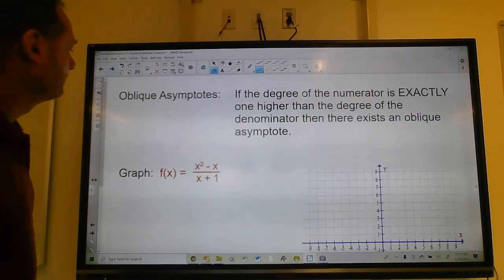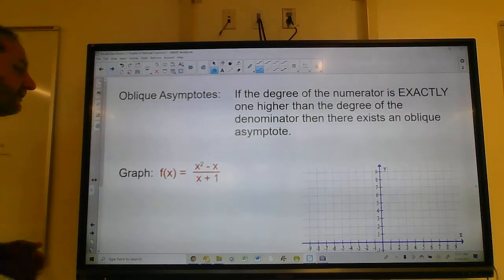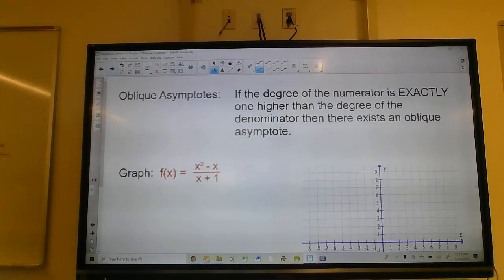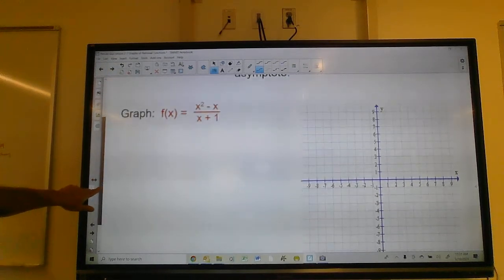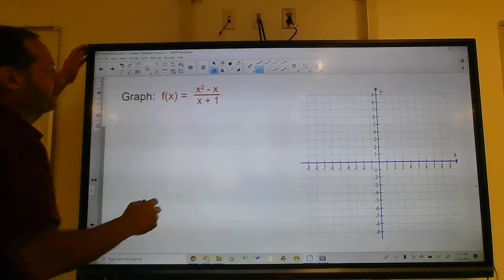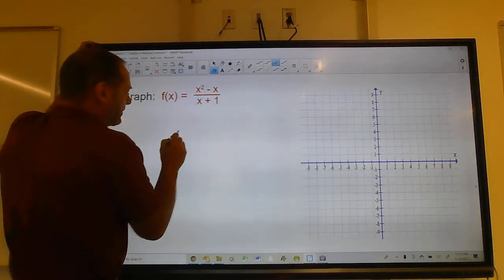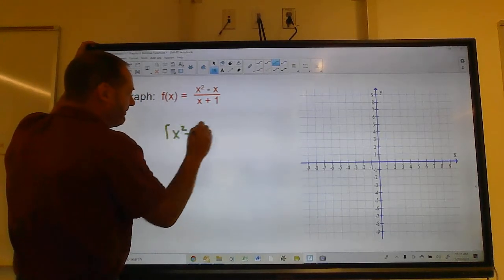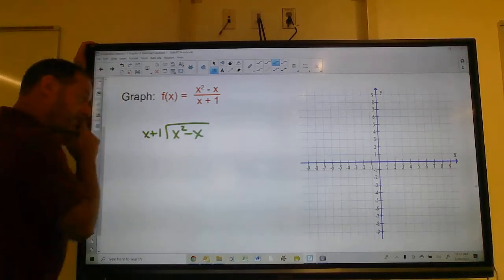All right, moving along. So oblique asymptotes. How do you get an oblique asymptote? If the degree of the numerator is exactly 1 bigger than the degree of the denominator, then there exists an oblique asymptote. So I look here at this one. The degree of the numerator is 2, the degree of the denominator is 1. That's exactly 1 more. So what I'm going to do is take x squared minus x and divide that by x plus 1.